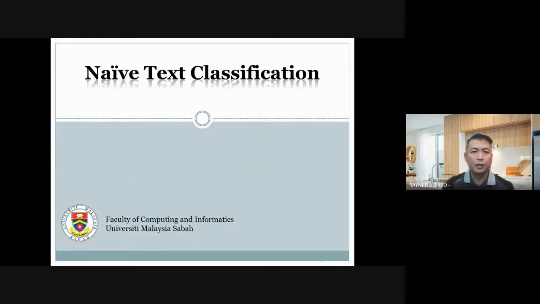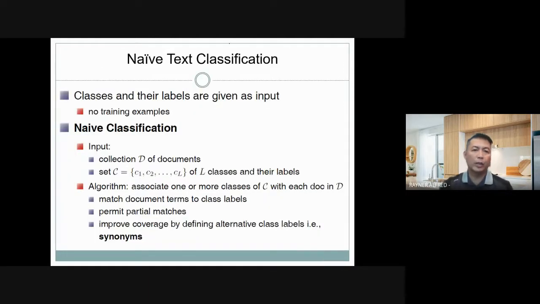So the last part of this lecture is a very brief one. Naive text classification performs the classification based on direct matching. We don't have any training example, but we have a set of documents and also a set of labels. What we want to do is associate one or more classes with each document in the document set. So we will match the document terms with the class label.